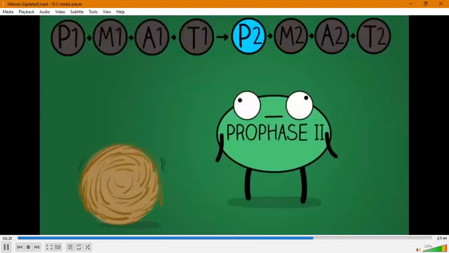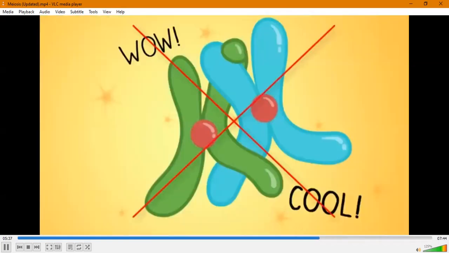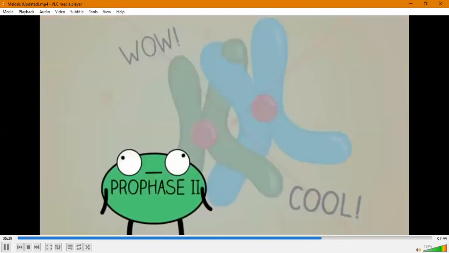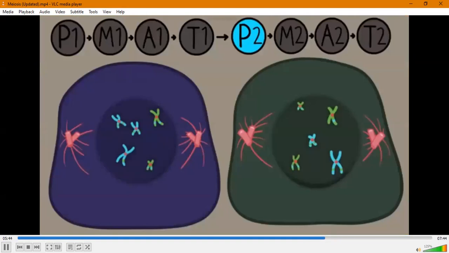It's not going to be nearly as eventful as it was in prophase 1, though, because they're not going to have homologous pairs of chromosomes. They also are not going to have this amazing process called crossing over that doesn't happen again in prophase 2. You have your chromosomes, and the spindles are starting to form like they did in prophase 1, but prophase 2 is just not as eventful of having that process of crossing over.